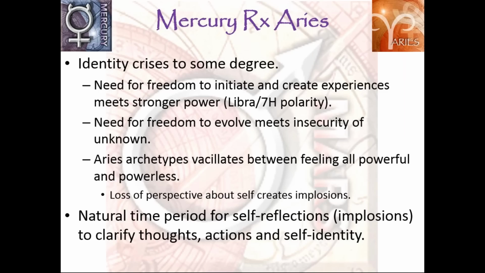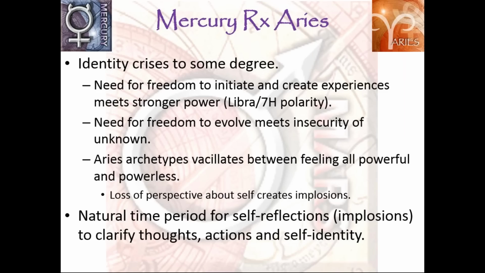And so what happens, this Aries archetype naturally vacillates between feeling all powerful and superhuman, I can do it, Aries, and powerless or powered over, Libra polarity. And so Mercury retrograde here is going to intensify all this information, and all of us can vacillate between feeling good and feeling not so good. And what happens is it can create a loss of perspective about ourselves that then turns us inward, that implosion. We can explode with Aries, but we can also implode.